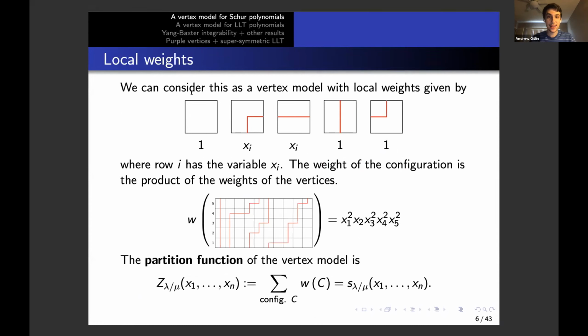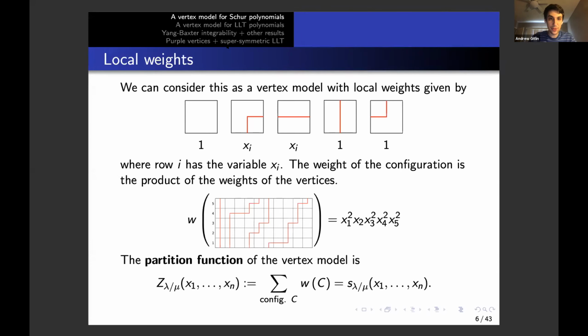I'm going to assign every box, every vertex, a weight. The weight of a box is x sub i, where i is the row that you're in, if a path exits to the right in that box, and it's going to be 1 otherwise. And then the weight of the entire configuration is just the product of the weights of all the vertices.